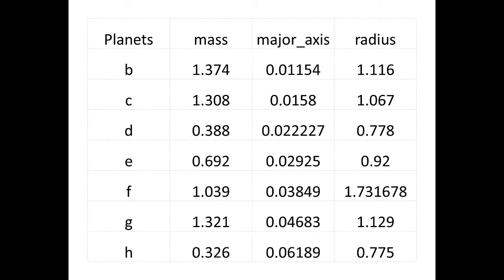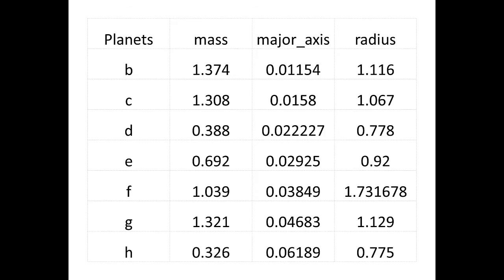Okay, let me explain to you what I have in the data. The first column are the planets, and at this point they've been numbered B through H. I don't know why A was left out. The masses are put in terms of the masses of the Earth. And so planet B has a mass of 1.374 times the mass of the Earth. There is a margin of error, which I chose to leave out.